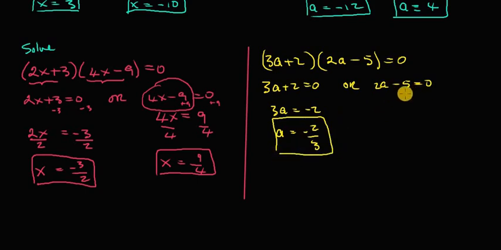Okay. Let's do the same on the right-hand side. 2a minus 5, and now I need to add 5 to both sides. It's an equation, so I do the same thing to both sides. In this case, I added 5. So that leaves me with just 2a is equal to 5. Now I divide both sides by 2, and it's going to give me a is equal to 5 over 2.